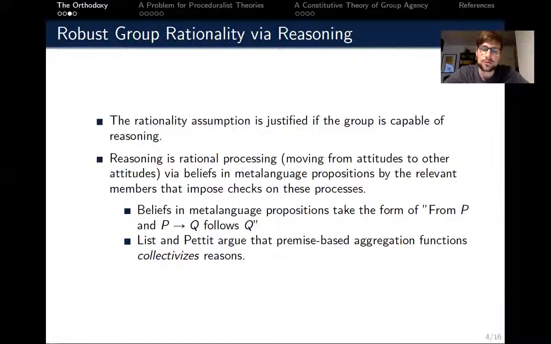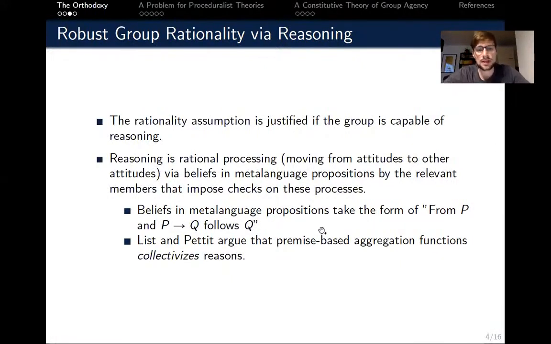Now, List and Pettit understand reasoning as rational processing, moving from attitudes to other attitudes, like moving from the set of attitudes that is P and if P then Q to, say, Q, via beliefs in meta-language propositions by the relevant members that impose checks on these processes. So the beliefs in meta-language propositions take the form, for example, of from P and if P then Q follows Q, and 'follows' is a meta-language aspect in these propositions.